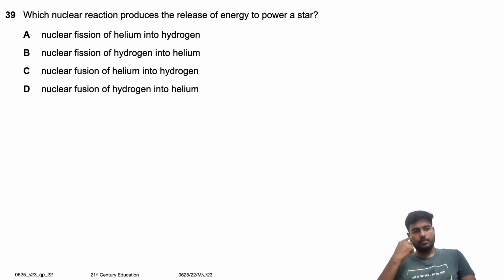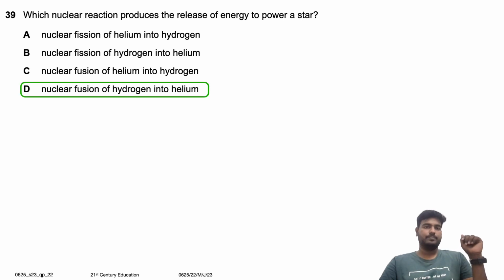Which nuclear reaction produces the release of energy to power a star? In a star, very light nuclei fuse together to form a bigger nucleus. The lightest nucleus is hydrogen. So it's nuclear fusion of hydrogen into helium. By the way, nuclear fission of hydrogen and helium is not possible because they are already small nuclei. They cannot split into much smaller nuclei.